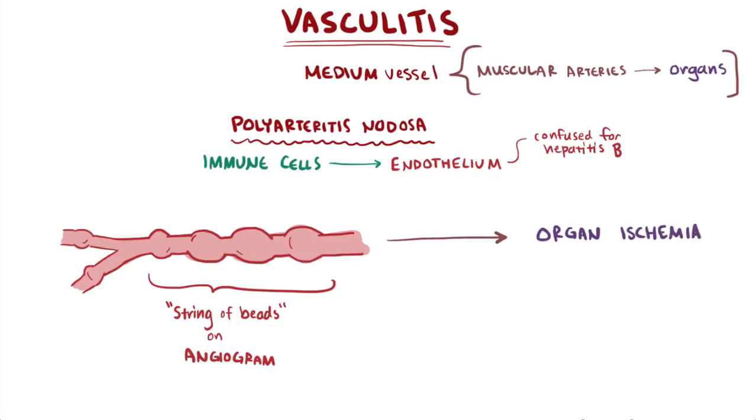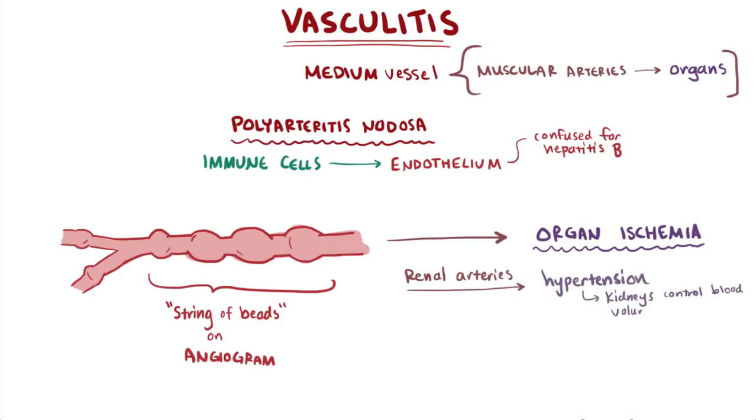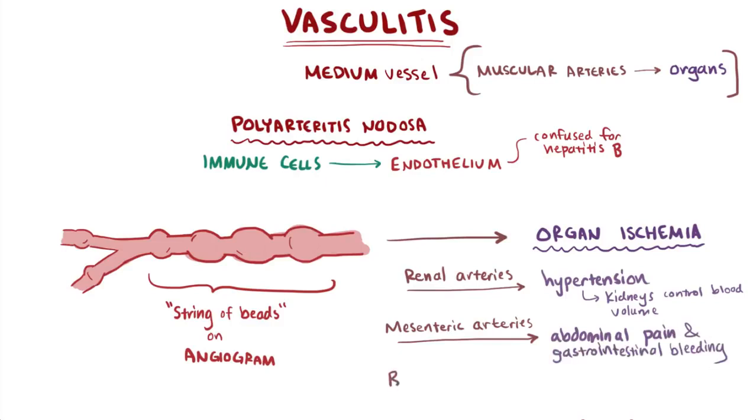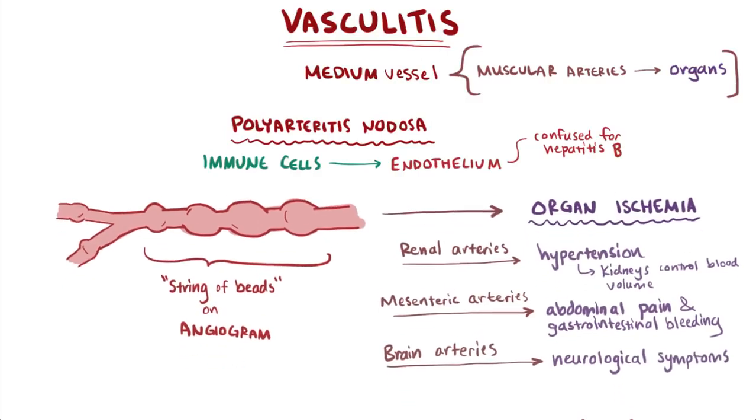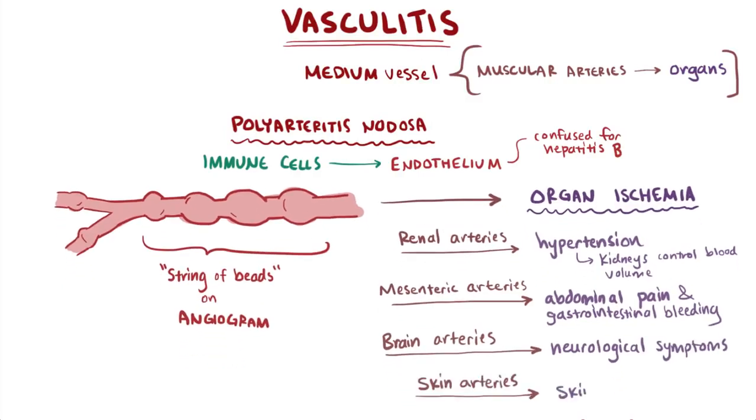Organ ischemia and the distribution of affected arteries is the main complication. If the renal arteries are affected, then a person will have hypertension, because remember that the kidneys regulate blood volume. If the mesenteric artery is affected, a person can have mesenteric ischemia and severe abdominal pain and gastrointestinal bleeding. If the arteries supplying the brain are affected, it can cause neurological symptoms. And if arteries supplying the skin are affected, then it can lead to skin lesions. Treatment is aimed at reducing the vessel inflammation and generally includes corticosteroids as well.